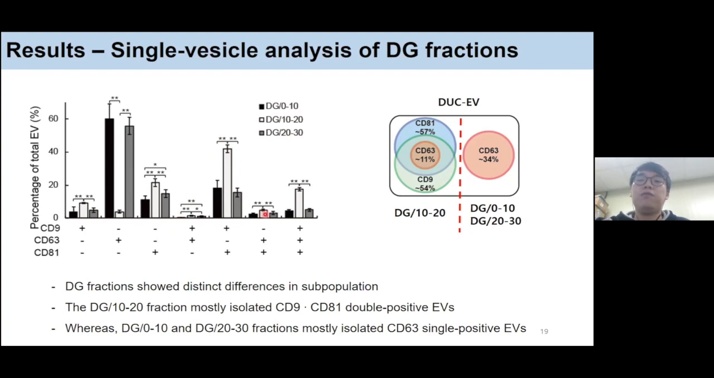So comparing this result of density gradient fractions with the differential ultracentrifugation EV results, we could conclude that the density gradient 10 to 20 fraction purified CD9 and 81 double positive EVs from these DUC EVs. And the density gradient 0 to 10 and 20 to 30 fractions purified CD63 single positive EVs from the DUC EV samples.